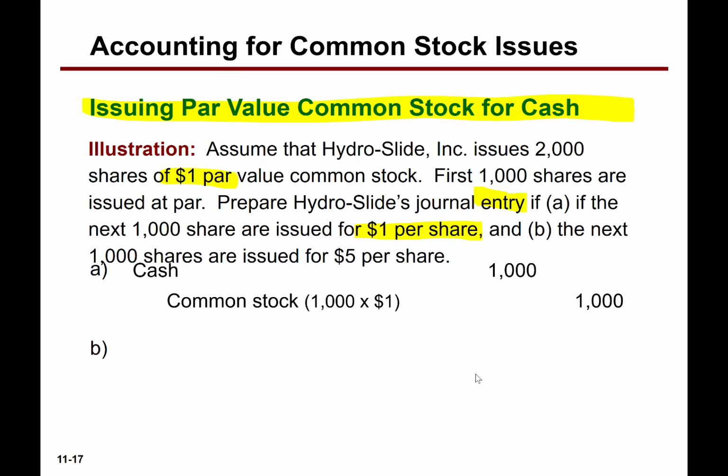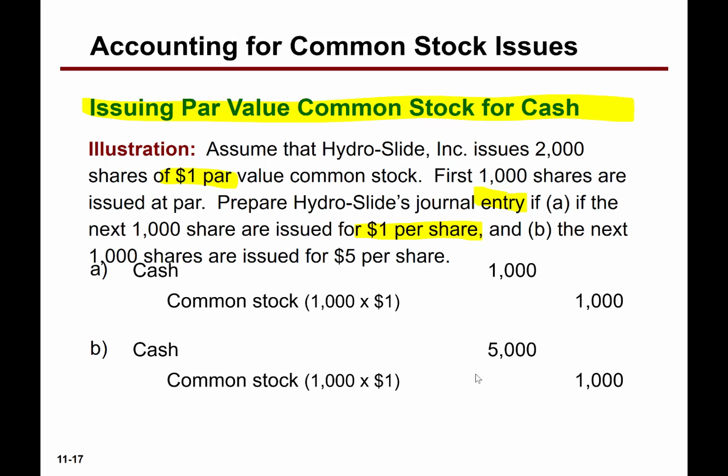So you take the number of shares, multiply that by the price per share, which was the par value. The entire credit goes to common stock, right? If you issue it for more than par, then of course you're going to get more cash. And this time they issued it for $5 times the remaining 1,000 shares. That was cash getting debited for 5,000. We still credit the common stock up to the par.